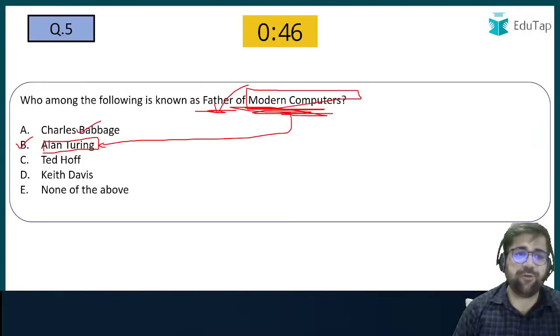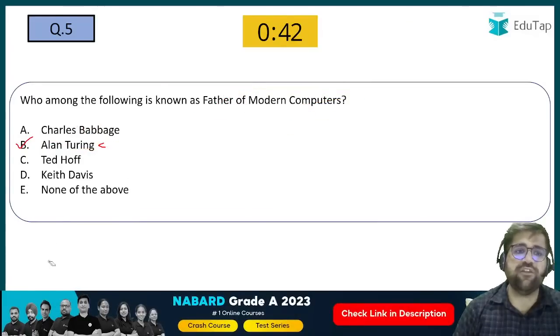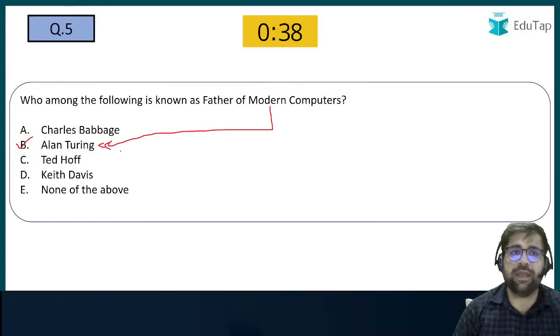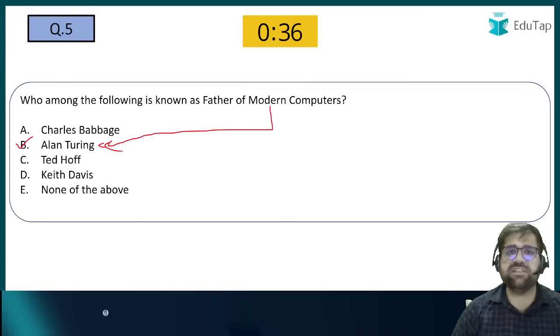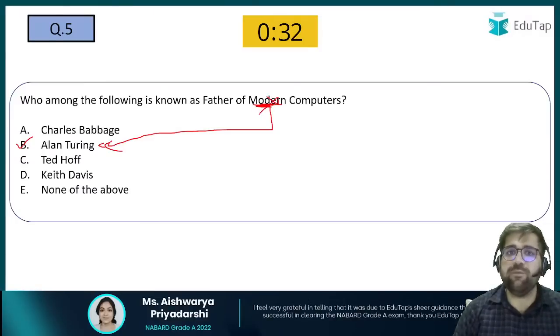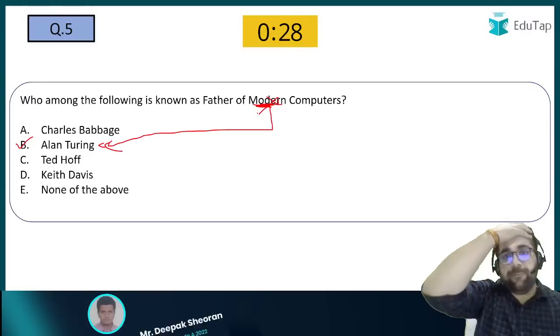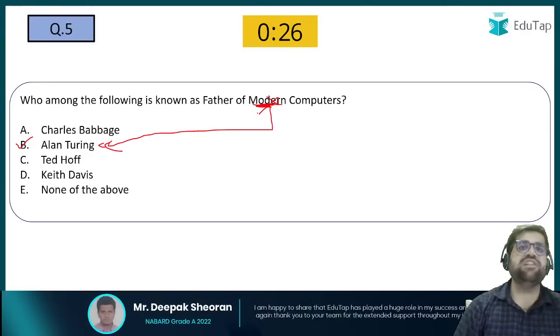I again repeat it for you, my friends. When the question is very specific, that who is the father of modern computers, then your answer will be what? Alan Turing. Okay, if the question is very specific that who is the father of modern computers, but if I remove the word modern and if I just ask you that who is the father of computers, then you have to say Charles Babbage. Okay, so do not get confused.